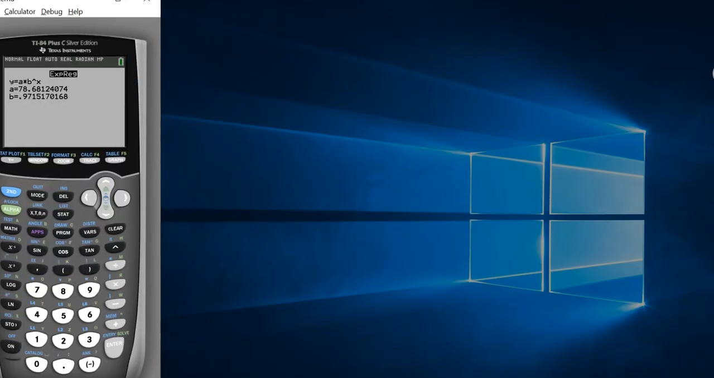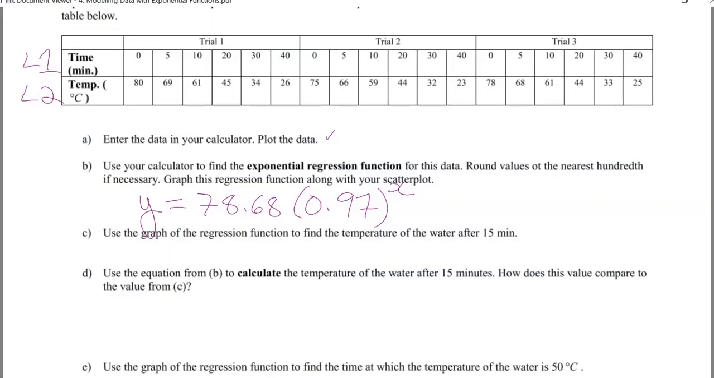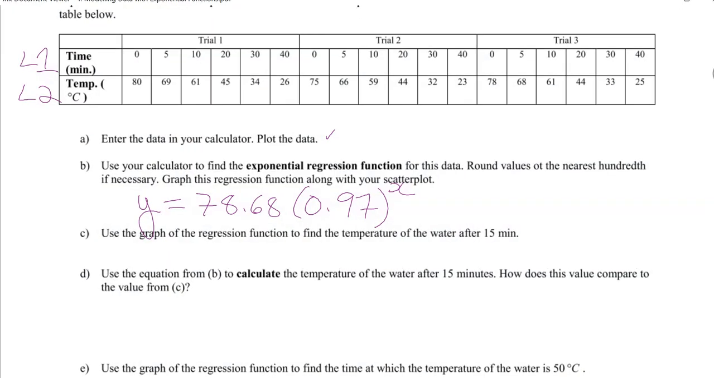Okay, let's just verify that. Yeah, so rounding to the 100th, there's 2 decimal places, 78.68, 0.97, to the power of x. You've got to write it that way. Do not just write down y is equal to a times b to the x, and then say a is equal to this, b is equal to that. You'll get no marks for it. Okay? I won't give you any on the diploma. You won't get any. So you need to write it as a proper equation.